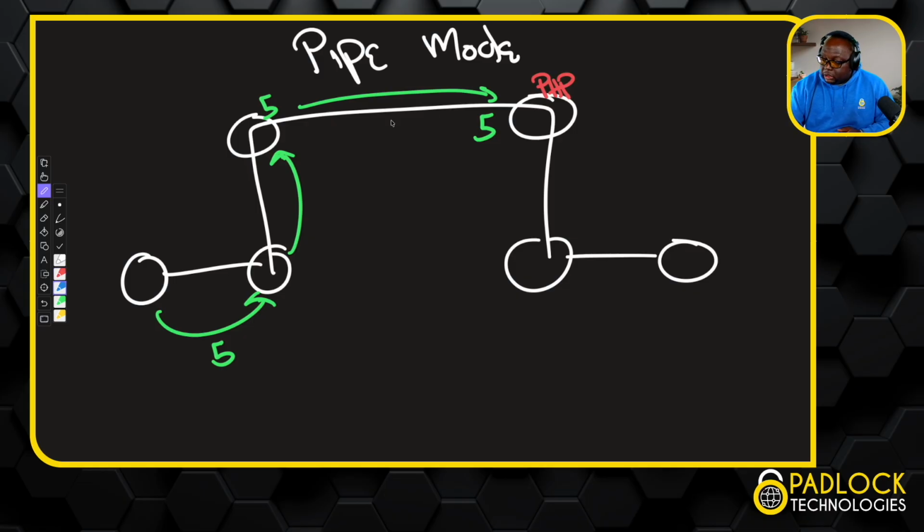So technically, when it gets here, it looks like this: 5 for the transport label, 5 for the service label, 5 for the IP packet. Once it gets to the penultimate router and it gets popped off, it will look like service label 5 and then IP packet 5. Now here's the difference though.